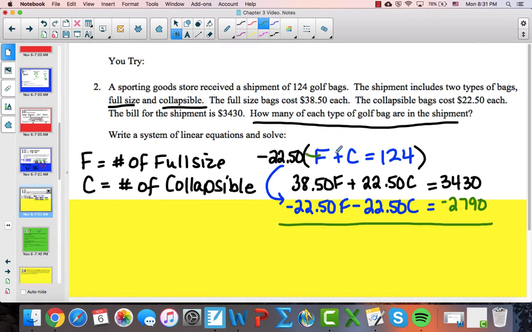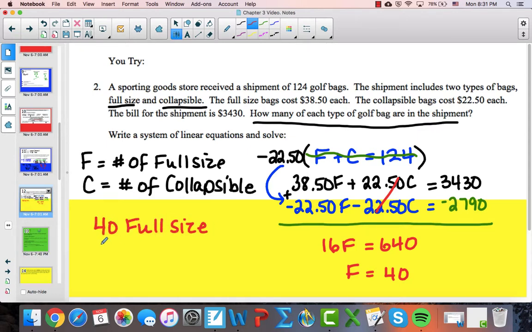All right, so I'm going to put a little scribble through that just so I don't get confused. I'm going to add the equations together, and I got 16F, these eliminated, equaled 640. Divide by 16, so F equaled 40, and that gave me 40 full size and 84, because 124 minus 40 gave me 84, so 84 collapsible. All right, so hopefully that one you did okay with. If you have any questions, please bring them to class tomorrow.